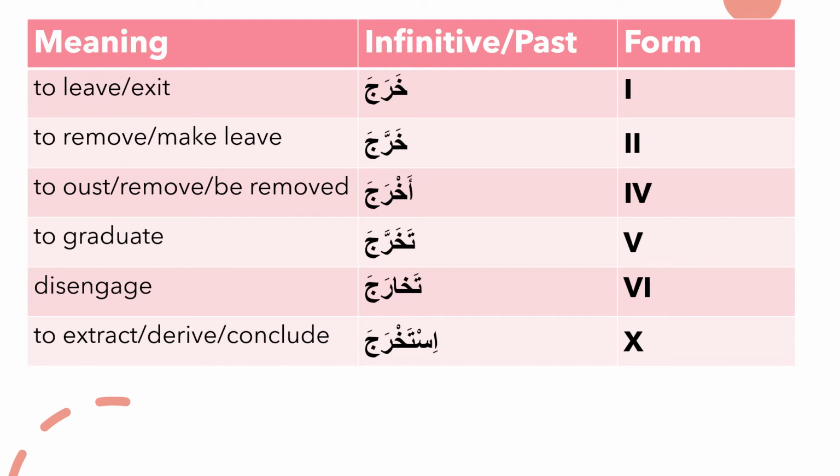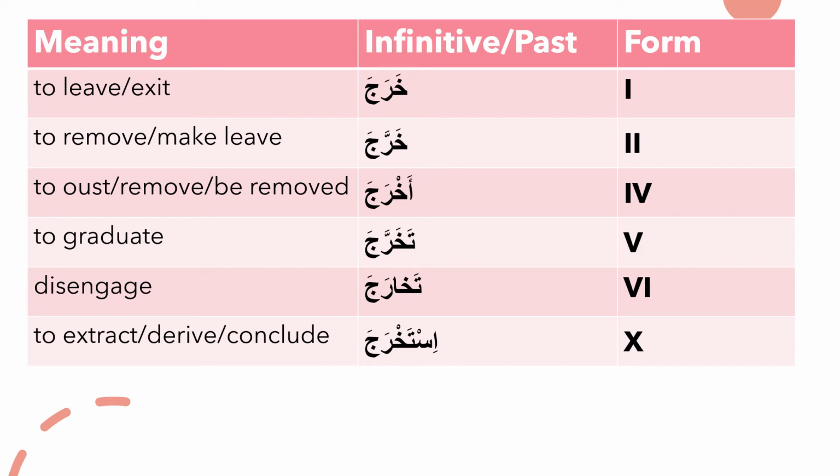And again, if we look at form 10, got the ist at the beginning, but we've still got kharaja. And when we've studied what form 10 does, what kinds of meanings it has in common, it becomes easier for us to work out that it can mean to conclude, to derive, to extract. These are quite sophisticated words. You wouldn't know them unless you're quite an advanced student. I didn't know them until I made this table and was doing research.